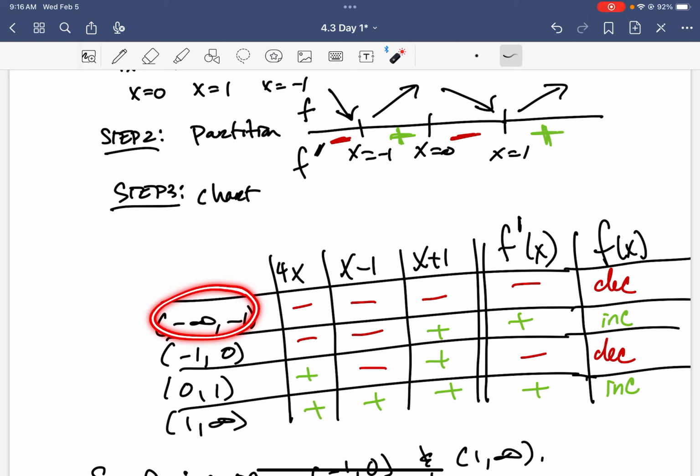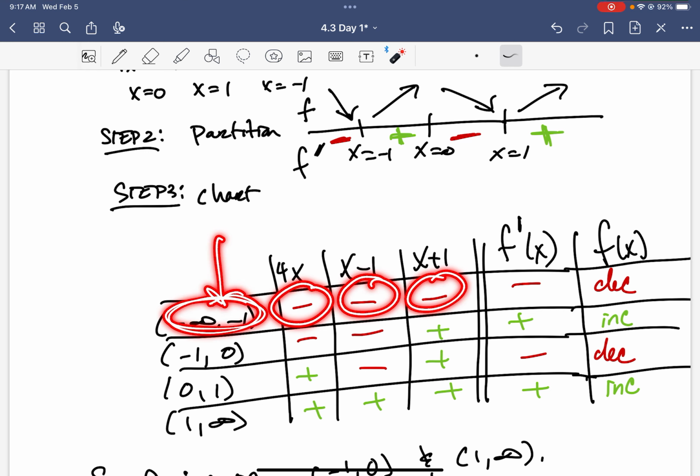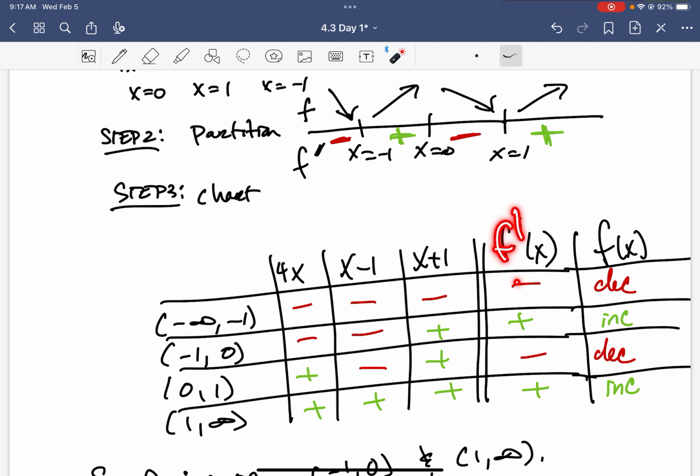So I pick a number in here, maybe negative 100. 4 times negative 100 is negative. Negative 100 minus 1 is negative. And negative 100 plus 1 is negative. So that means I will have a negative times a negative times a negative at any point in this interval. And that means my derivative will be negative at any point in this interval. So that means f is decreasing. If I pick similar sorts of points in here, here, and here, I get that f prime is positive, negative, positive, which means that f is increasing, decreasing, and then increasing.